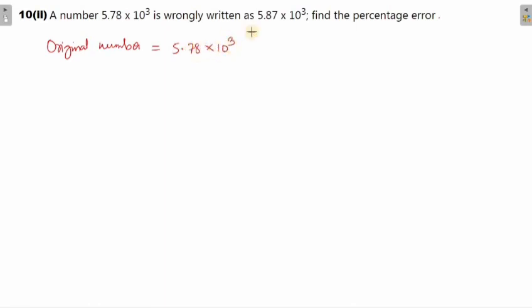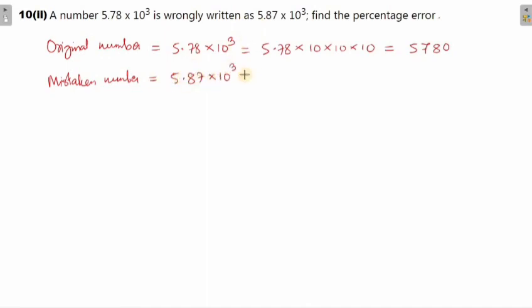Now what is the meaning of this? Let's try to understand. We have 5.78 into 10 to the power 3, meaning 10 into 10 into 10, right? When you do the simplification, you'll get 5780. It's a simple multiplication, you can try by yourself. So this is the original number, which is wrongly written as, so mistaken number we can say. The mistaken number is 5.87 into 10 to the power 3, right?